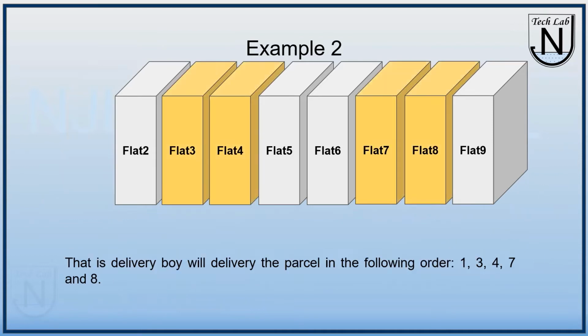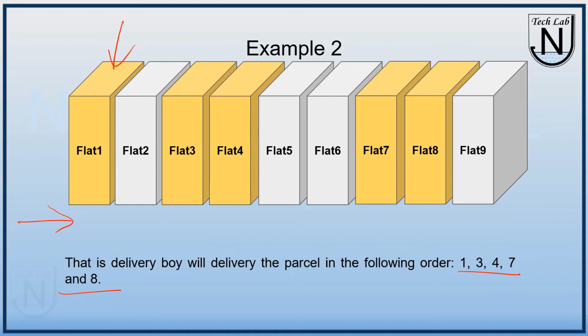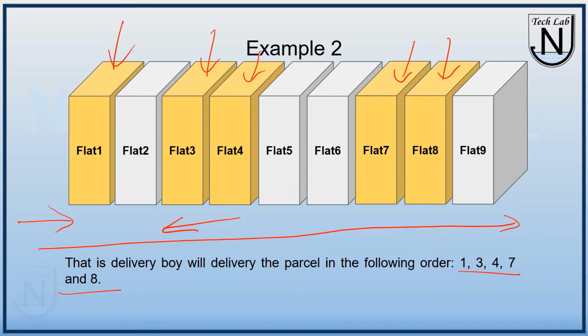If the parcels are arranged in this order and the person is moving in this direction, first this parcel will be delivered, then this, then this. This means the delivery person does not have to move in a backward direction. The person just needs to move in a forward direction, and by moving forward will be able to deliver all the parcels. By doing this, delivery of all the parcels can be done in minimum time.